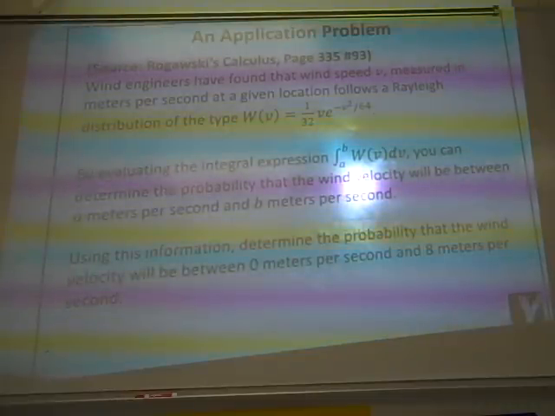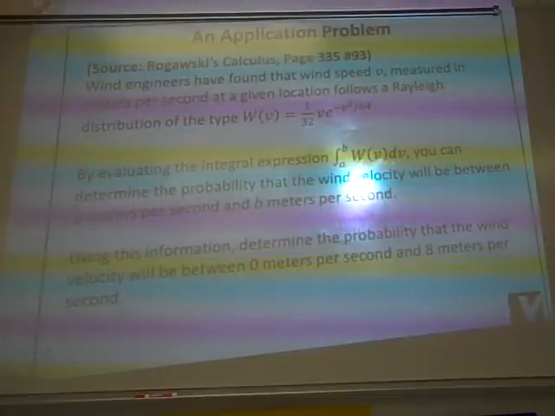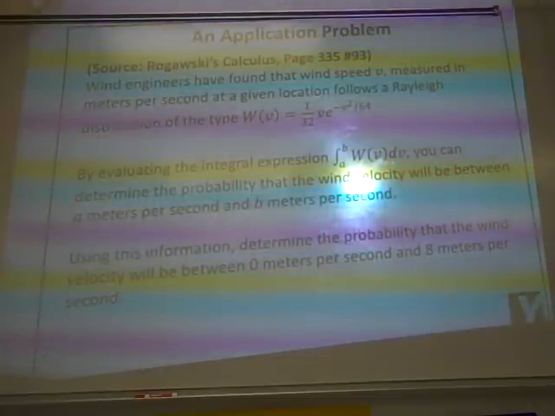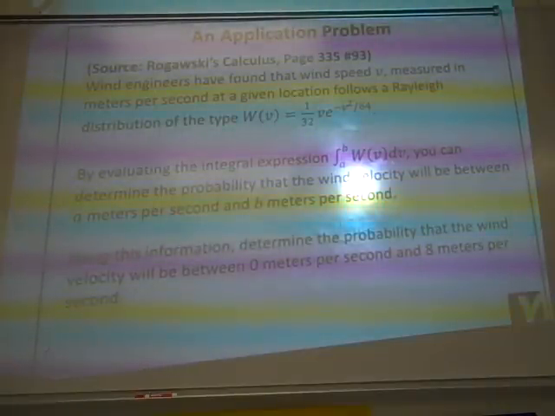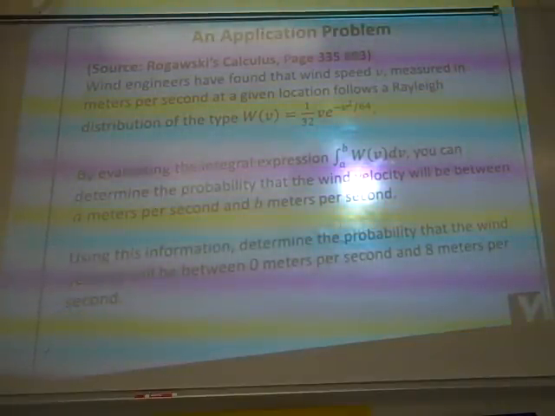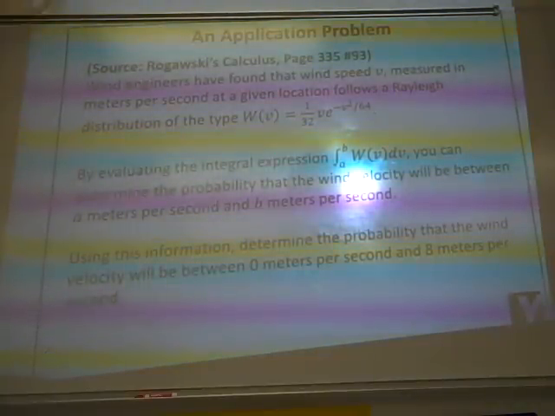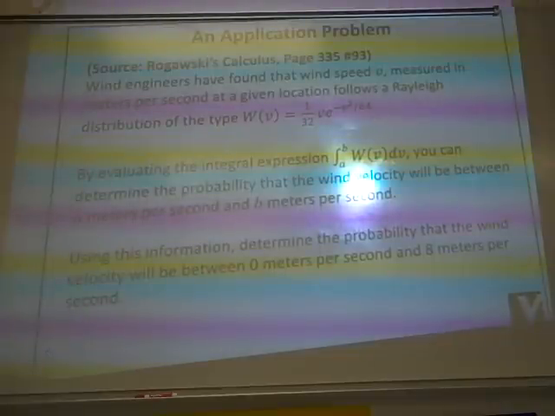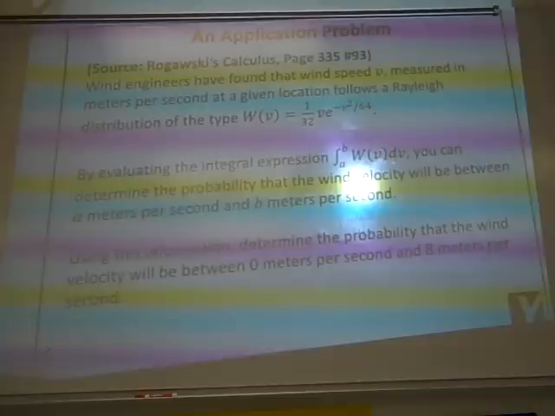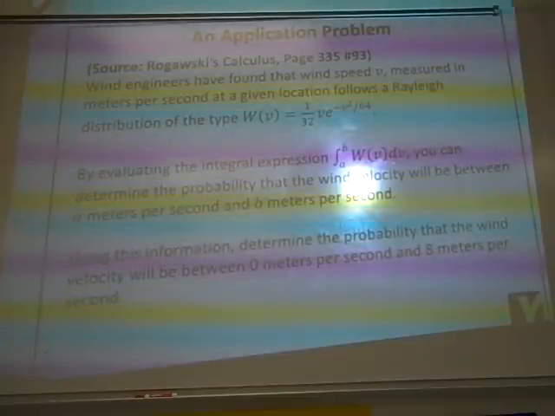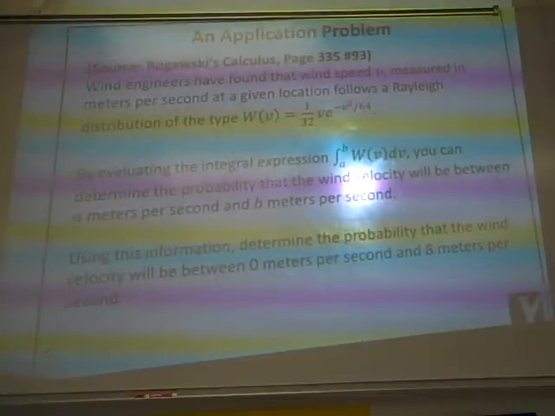So here it comes. Wind engineers have found that wind speed, V, which is measured in meters per second, at a given location follows a Rayleigh distribution of the type W of V. So W is a function of the wind velocity: 1 over 32 V e to the negative V squared over 64. By evaluating the integral expression, that's a definite integral from A to B, W of V dV, you can determine the probability that the wind velocity will be between A meters per second and B meters per second.